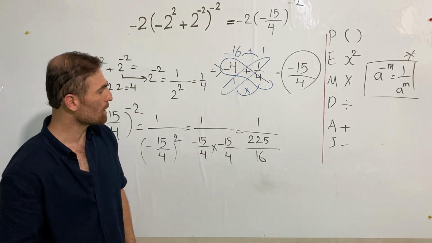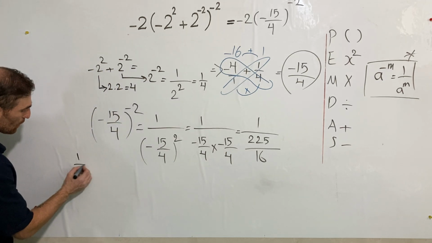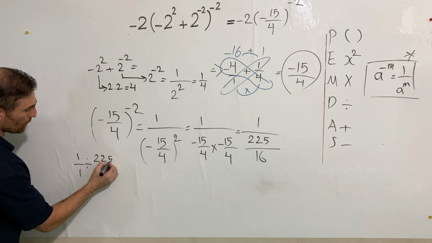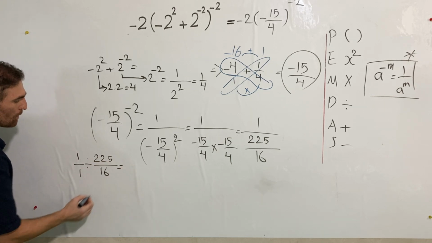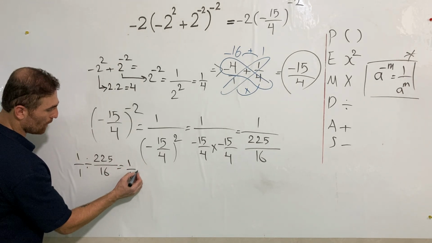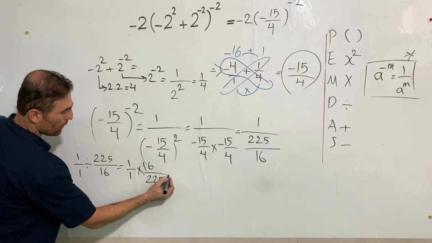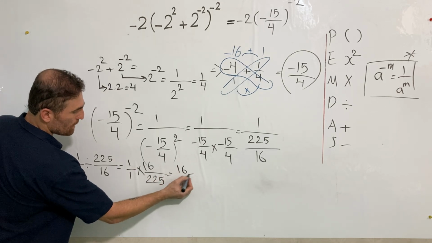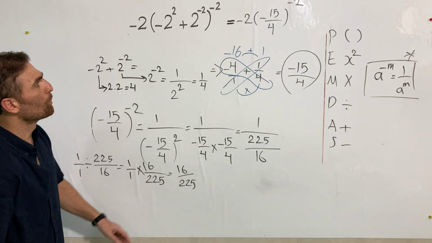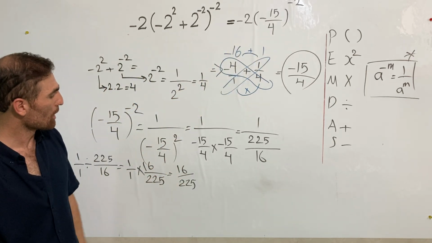What is the value of 1 over 225 over 16? It's going to be 1 divided by 225 over 16. We can convert division to multiplication. So it's going to be 1 times 16 over 225. Now 1 times 16 is 16, 225 times 1 is 225. So the value of this term is going to be 16 over 225.